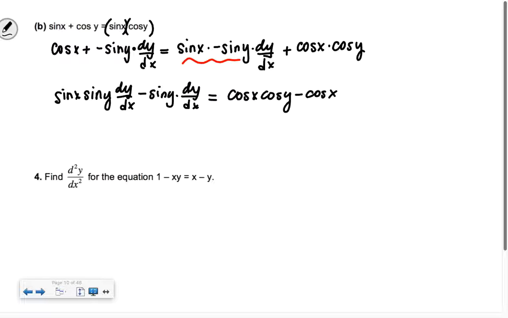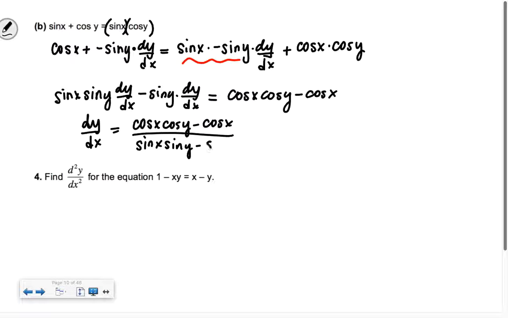Are you seeing all the steps? So you would then pull out the dy over dx. When we pull out a dy over dx, what would we have left in parentheses? Right, sine of x, sine of y, minus sine of y. So I'm going to divide that over. So I'm just going to go ahead and do that. So I have cosine of x, cosine of y, minus cosine of x, all over sine of x, sine of y, minus sine of y. Okay, I will leave it like that.